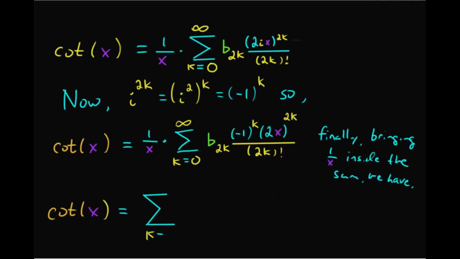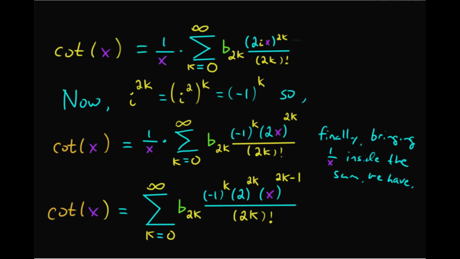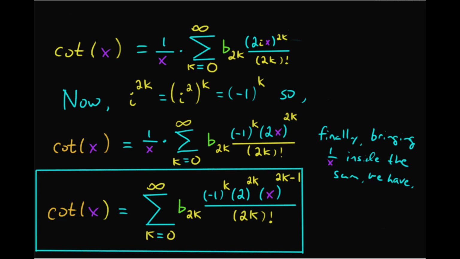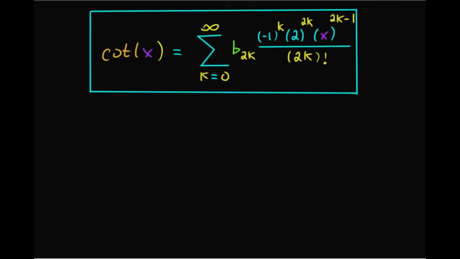And now we have to just make one final simplification, bringing that 1 over x term into the sum. We get that cotangent of x equals the sum from k equals 0 to infinity of b sub 2k times negative 1 to the k times 2 to the 2k times x to the 2k minus 1. Multiplying through that 1 over x just reduces its exponent by 1, so it's x to the 2k minus 1, all over 2k factorial. So there you have it, this very beautiful and concise formula for the Taylor series for cotangent of x in terms of the Bernoulli numbers.